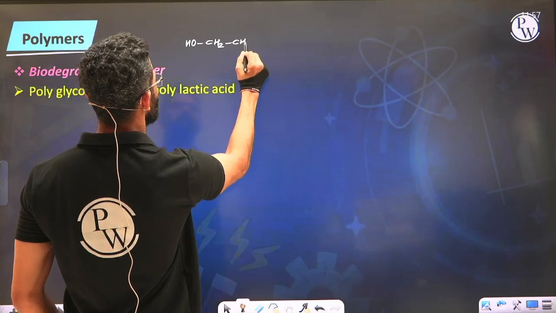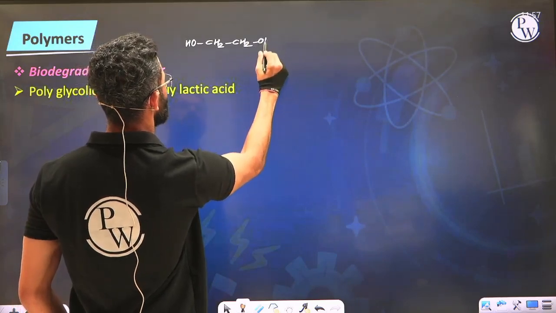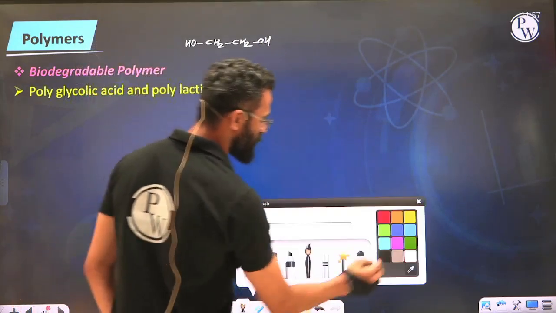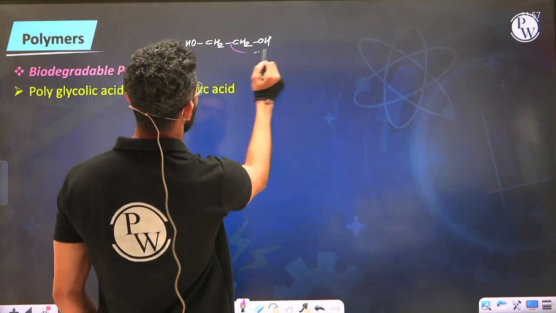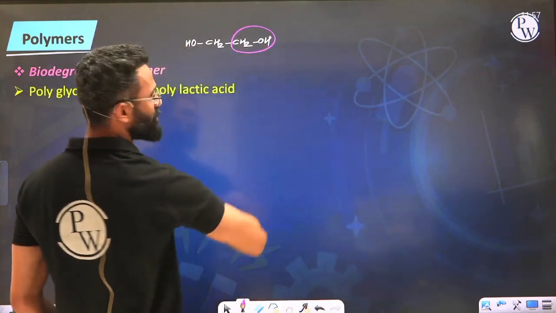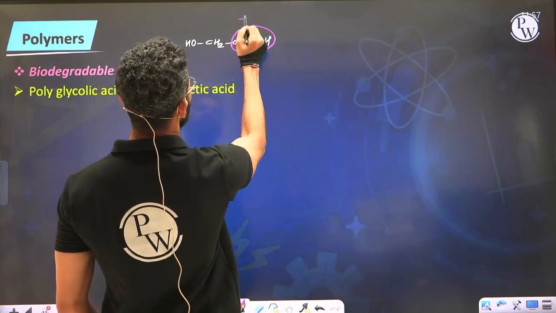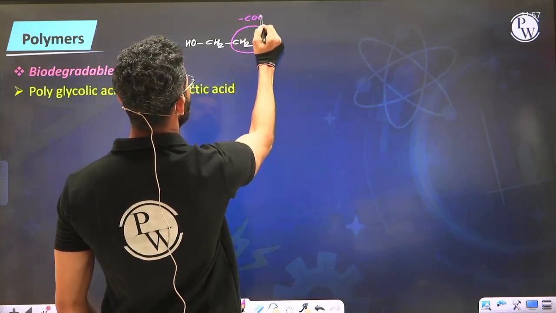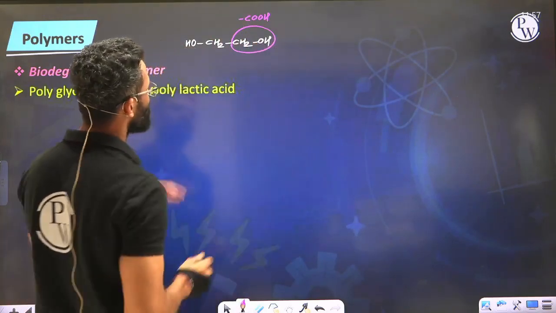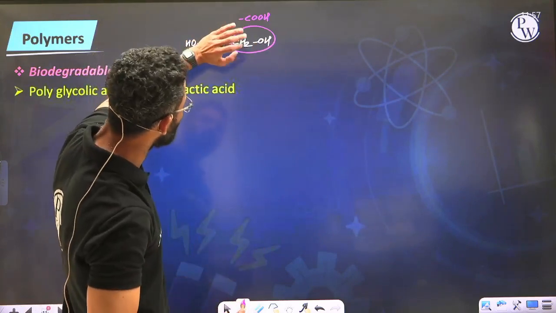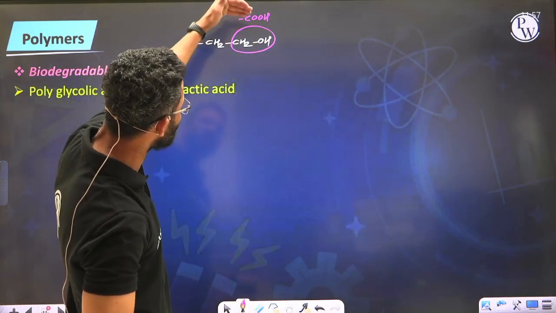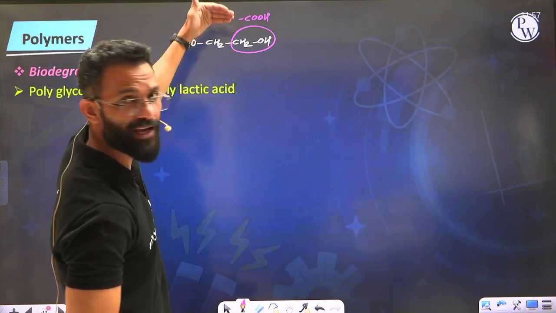This is what you call ethylene glycol, right? Both are alcoholic functional groups. Now suppose I oxidize one of the primary alcohol groups. A primary alcohol upon strong oxidation gets converted to what? COOH. So if I oxidize one of the alcoholic groups to acid, since it's an acid obtained from glycol, we call it glycolic acid.